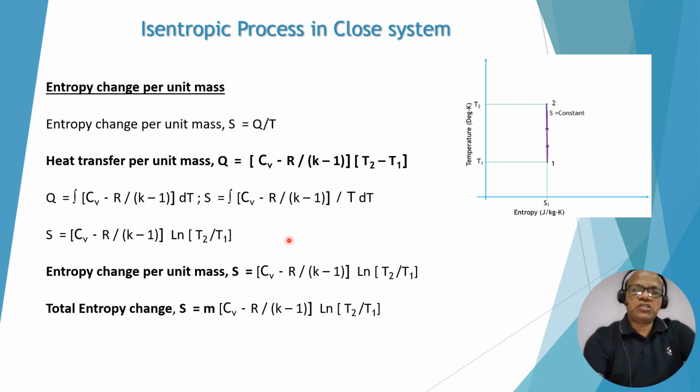Now the entropy change. Q has been written in this form, (Cv minus R upon K minus 1) into (T2 minus T1), and dividing by T, we can write it in dT form. So Q is equal to (Cv minus R upon K minus 1) into dT, and dS will be divided by T. On integration we get (Cv minus R upon K minus 1) into ln T2 by T1. So this is the entropy change. For the total entropy change, just multiply with mass. On the TS diagram the entropy change is 0, because entropy is constant here.